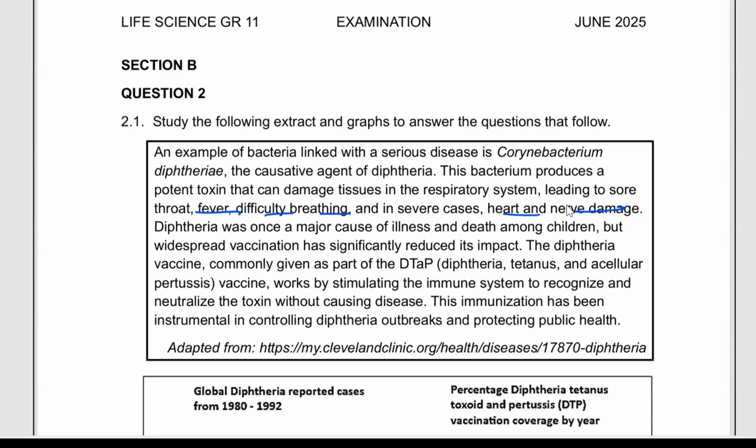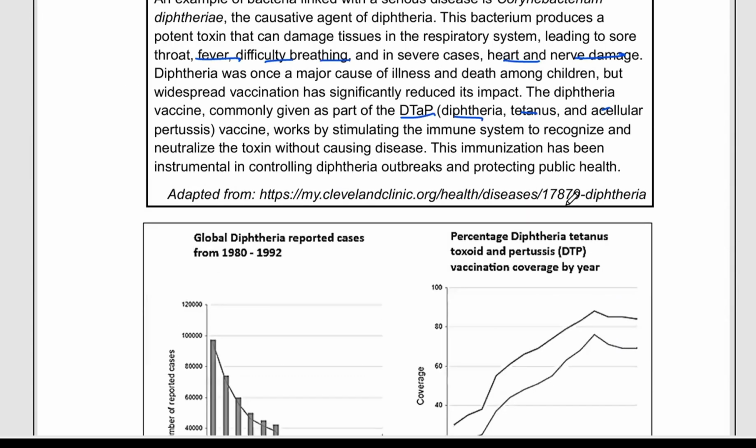Diphtheria was once a major cause of illness and death among children, but widespread vaccination has significantly reduced the impact. The diphtheria vaccine is commonly given as part of DTaP, meaning diphtheria, tetanus, and acellular pertussis. This vaccine works by stimulating the immune system to recognize and neutralize the toxins without causing the disease. The immunization has been instrumental in controlling diphtheria outbreaks and protecting public health. Right, that was obtained from there.